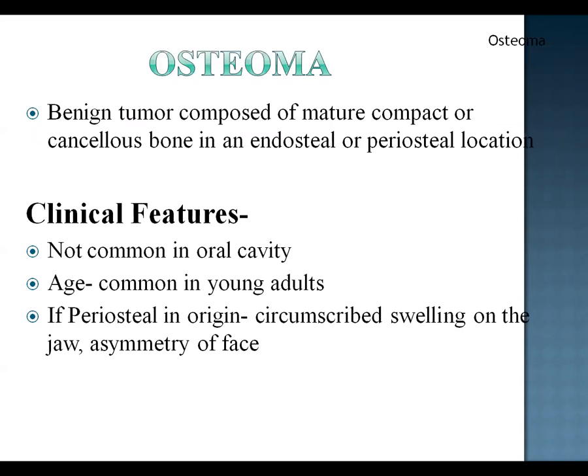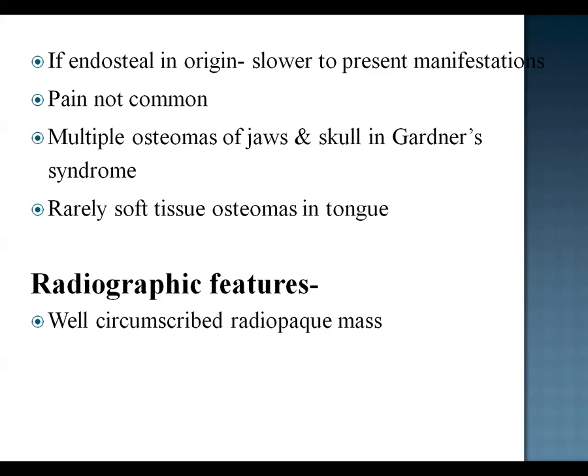Clinical features: not common in the oral cavity, common in young adults, periosteal in origin, circumscribed swellings on the jaws and asymmetry of the face. If endosteal in origin, slower to present manifestations, pain not common. Multiple osteomas of the jaws and skull occur in Gardner syndrome, and rarely soft tissue osteomas in the tongue. Radiographic features: well-circumscribed radiopaque mass.